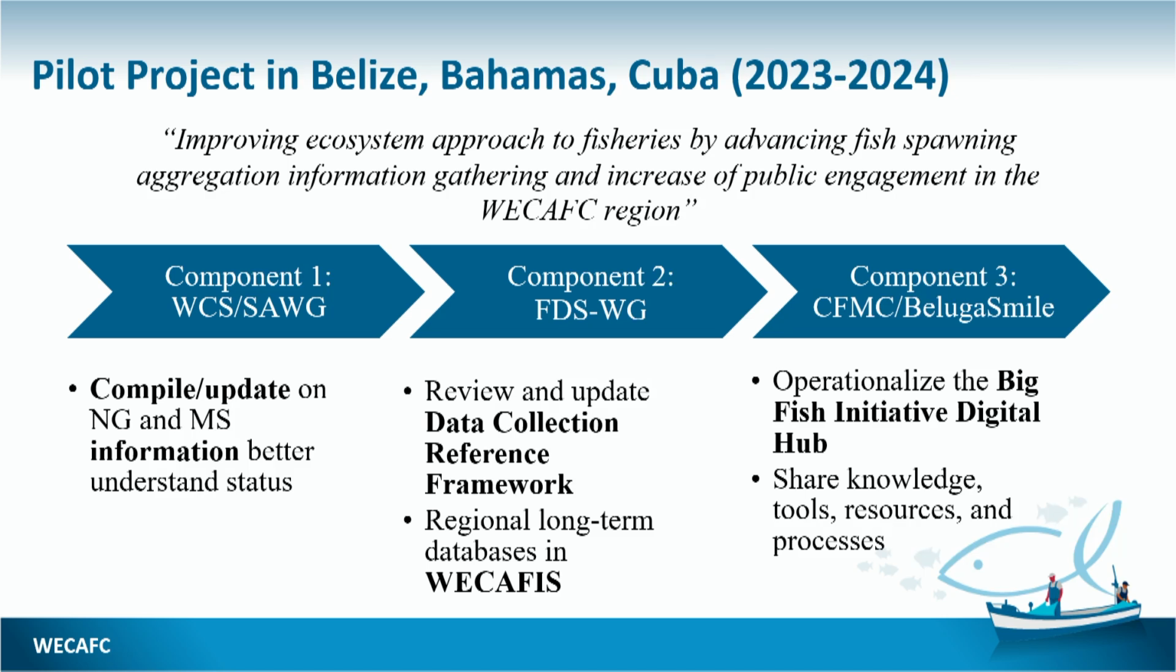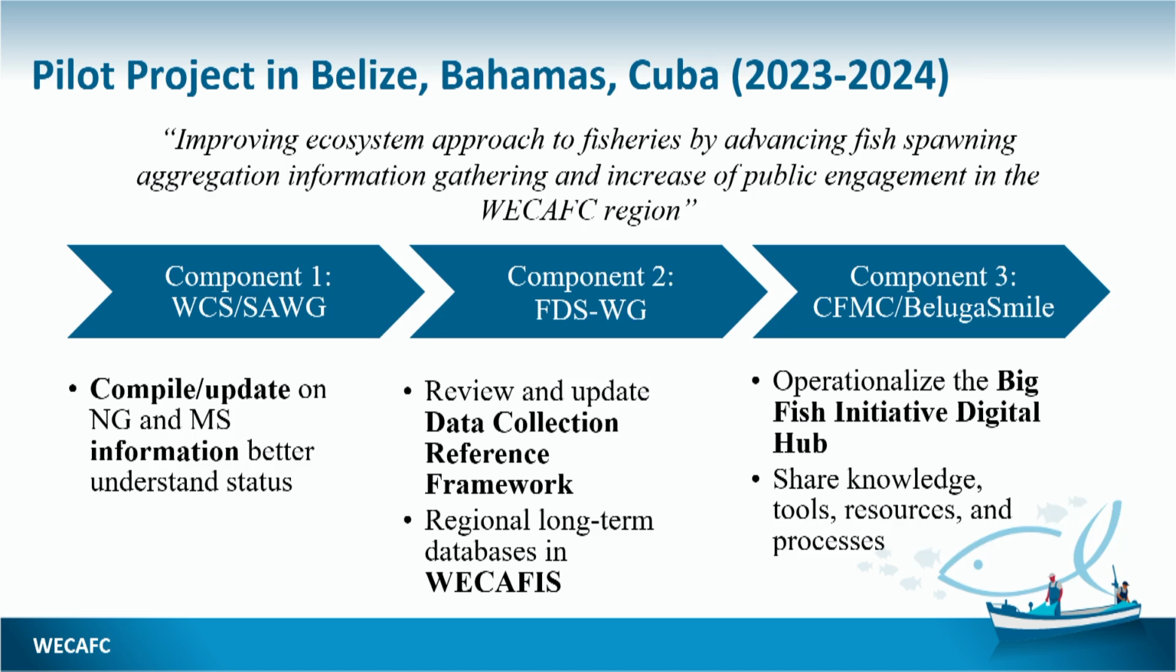This pilot project focuses on 3 countries: Belize, Bahamas, and Cuba. It was comprised of 3 components. Component 1 was basically aimed to gather information, and focuses on the 2 species that the regional management plan has adopted, the Nassau grouper and the mutton snapper.